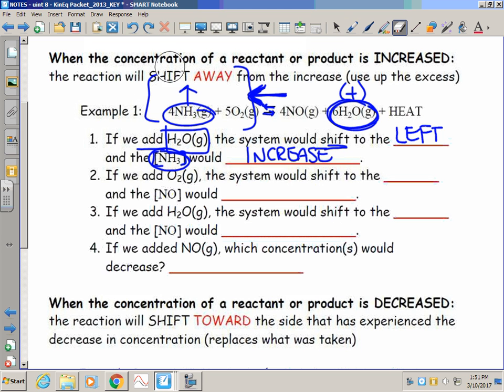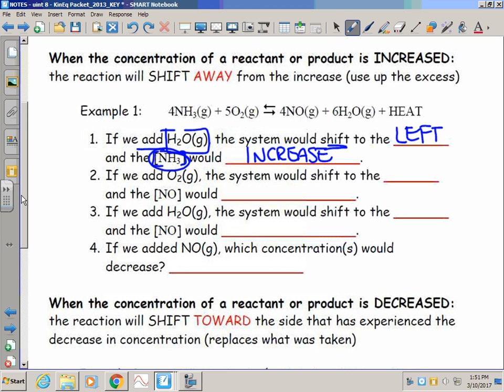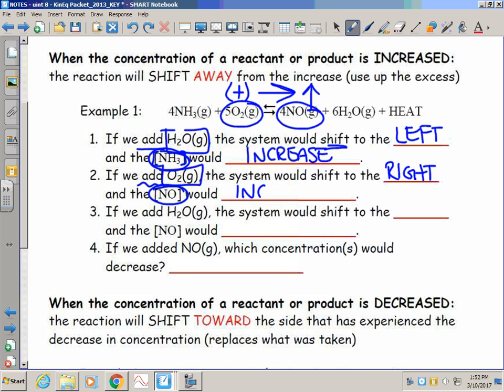Let's take a look at the second question. Again, first, identify the stress. The stress in this case is adding O2, circle O2, and we add it. Add away. So I'm going to cause a shift to the right. Find the species we're talking about now that's going to be affected, and that is the NO concentration here. That's on the right, the direction the arrow is pointing, which means that concentration would increase.